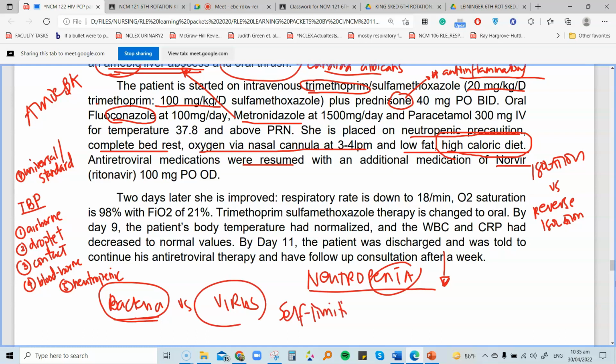Kusa po silang, it will just eventually go away. They are that strong. There is no such thing as it will kill your viruses unless you have your autoclave or your sterilization. But you cannot sterilize an HIV patient. Hindi pa yung autoclave ang patient natin, di ba?